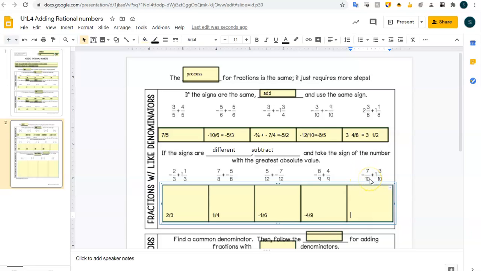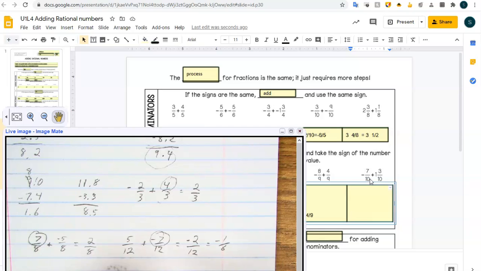Then this one, again, it'd be nice to turn them both into fractions. So we get 7/10 plus 10, 11, 12, 13 tenths. And then 7 tenths is negative. So let's take a look at that one.